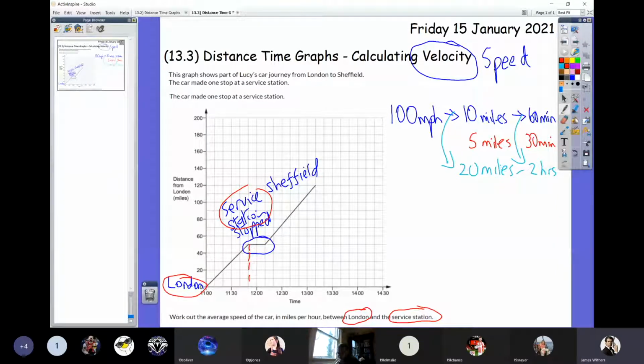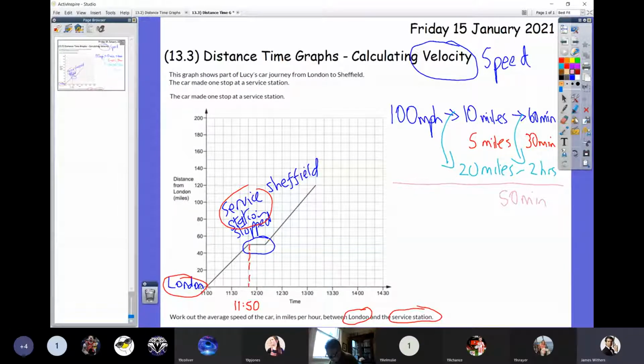So how long did it take me to get to the service station? Reading from the graph, I can see that it took me 50 minutes. Well, that's very faint. I don't think you're going to really be able to see that. I'm just going to change colour. Oh yeah, that's a bad choice of colour. Let me just go and do this bit again.